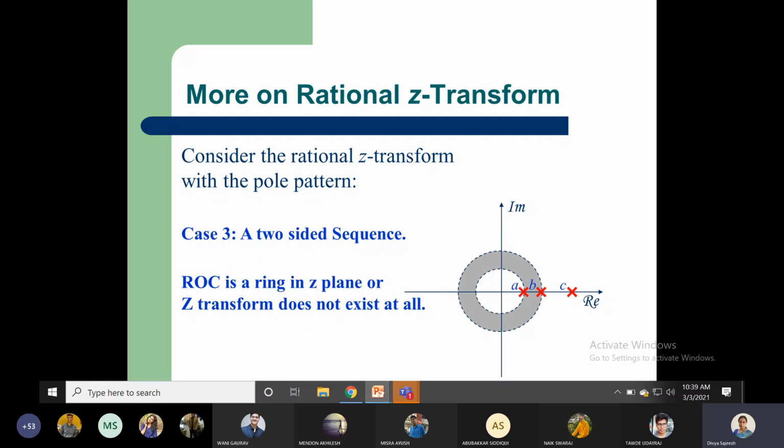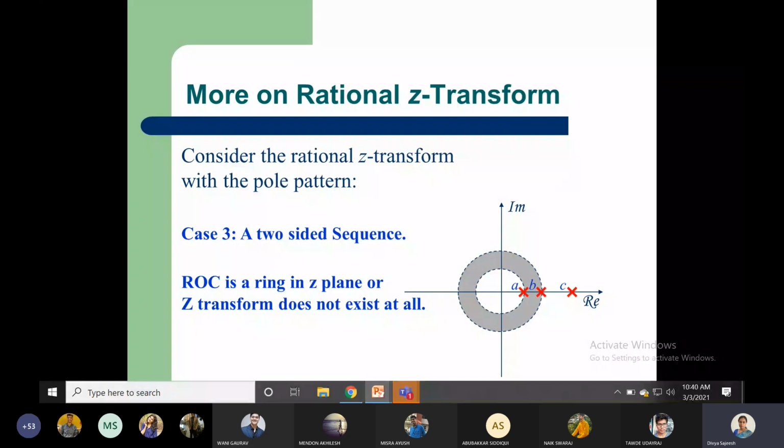One case is when it exists, then the ROC is a ring in the Z plane. That means z should be greater than A and z should be less than B. Then only that intersection will happen and you will get that common area of the region of convergence. For one part of the signal, the region of convergence is greater than A, and for the second part, it should be less than B. Then the intersection of both comes like a ring in the Z plane.